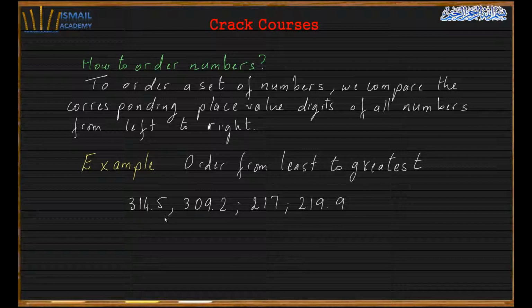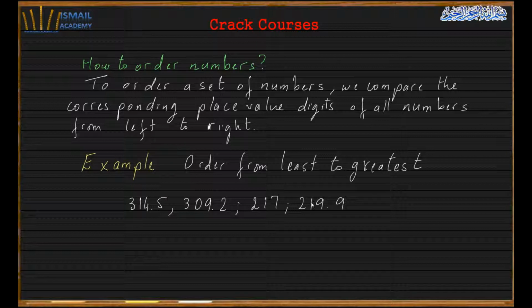Here, like I said, we are going to compare the corresponding place values of all the numbers from left to right. I'm going to start with the hundreds. I have a hundreds digit here, here, here, and here: 3, 3, 2, 2. They ask me from least to greatest, so I'm going to pick the smallest. 2 is smaller than 3, so I'm going to start with the 2.